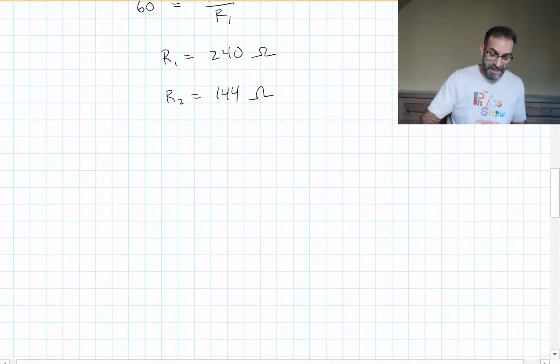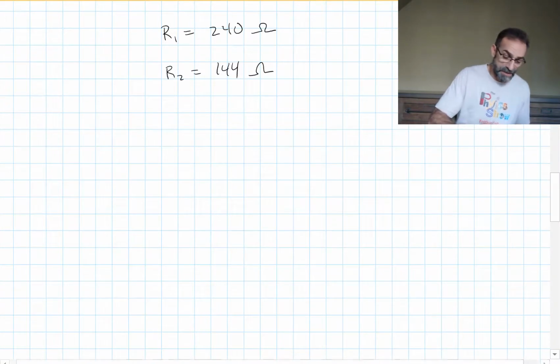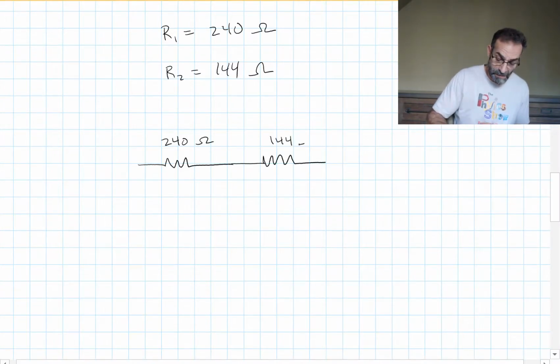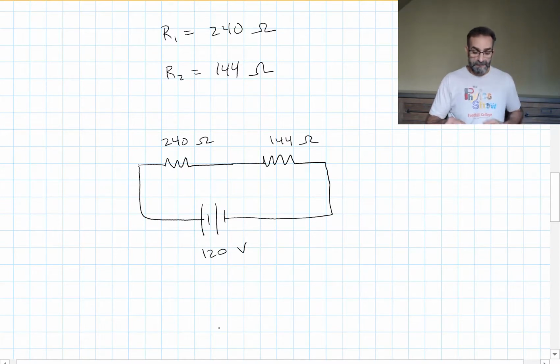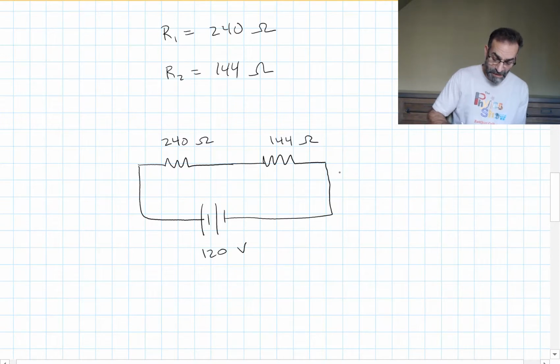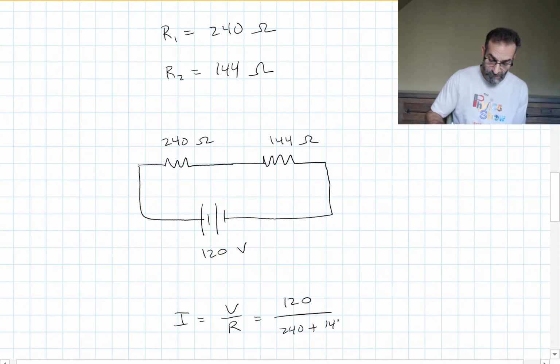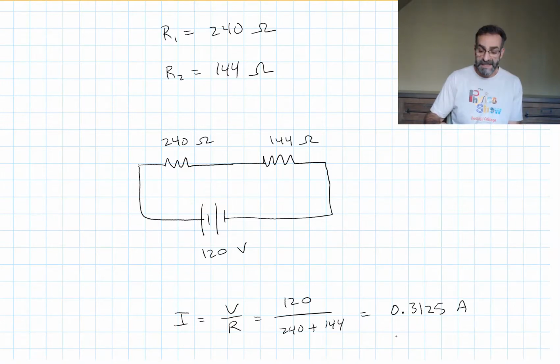Now we know what the resistance is for each of these light bulbs. Let's hook them up in series. And let's just keep our 120 volt power supply. So how much current is flowing through this circuit? A little less than 1/3 of an amp.